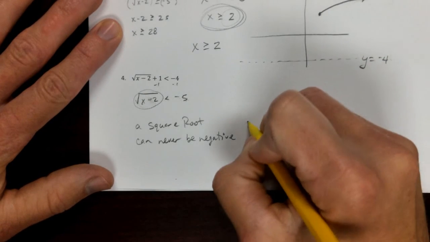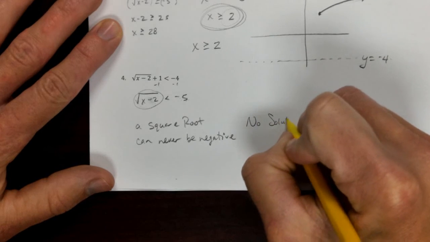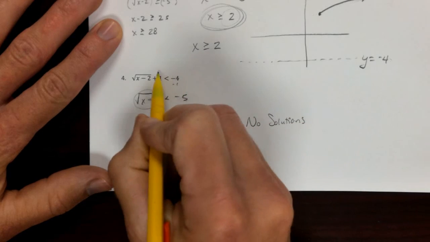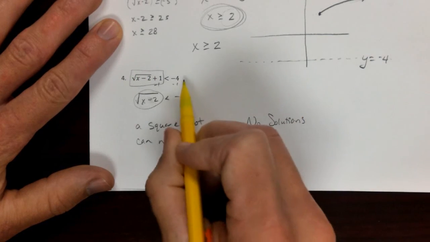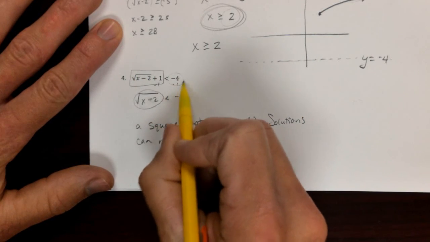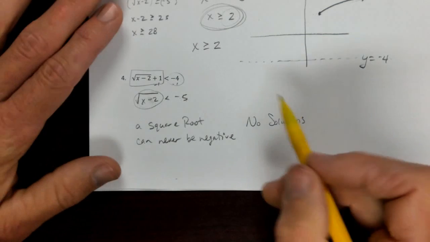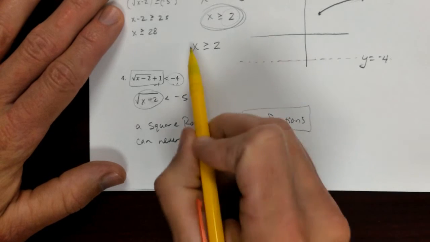So then what are my solutions? Well, there are no solutions. If I graph this, it will never be below y equals negative 4. So there are no solutions to that inequality.